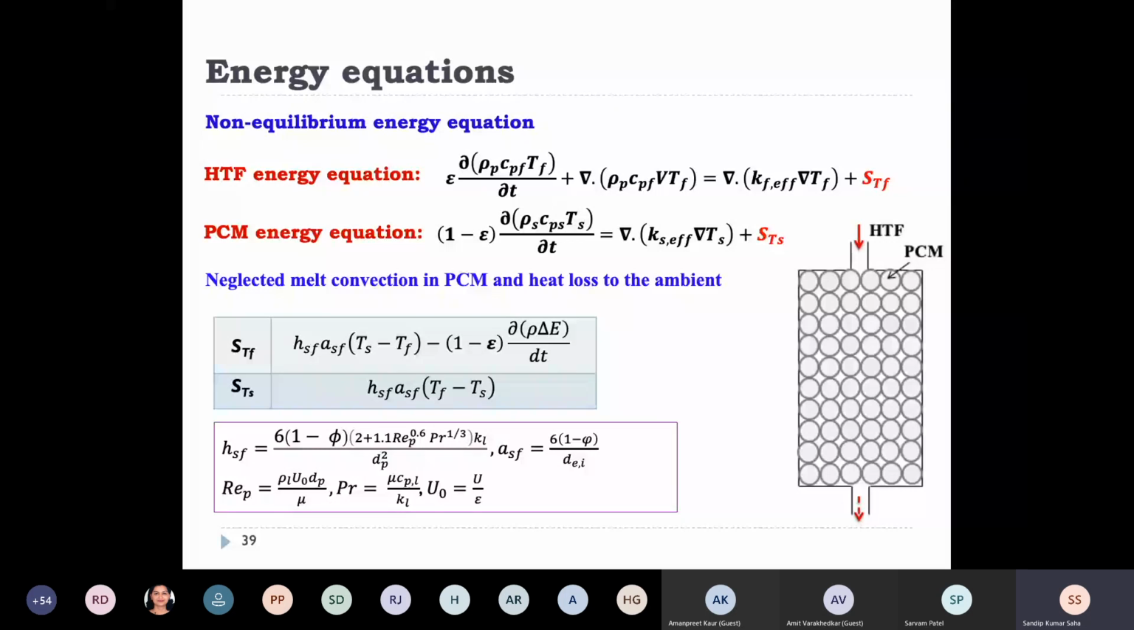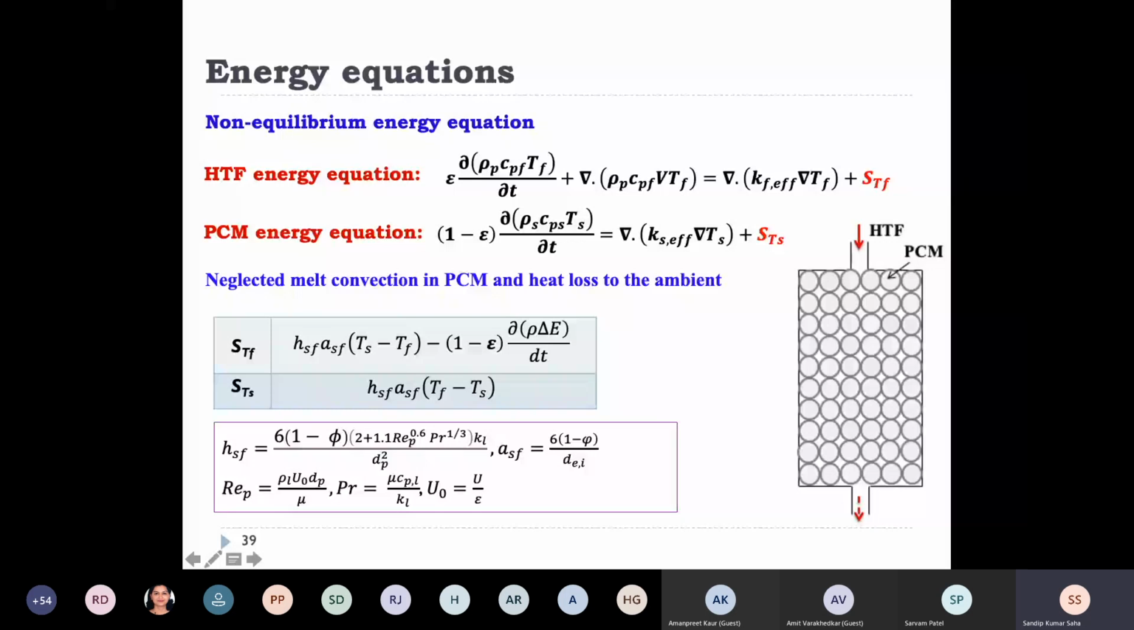So that's why you cannot use a fictitious material. Then you have to use a separate equation for the HTF and a separate equation for the PCM. In this case, I have neglected melt convection within the PCM, as there is no melting in the PCM, and only conduction is there within the PCM. Whereas in the HTF, there is convection and it is flowing, so the advective term is also there. Now how can I model the source term here?